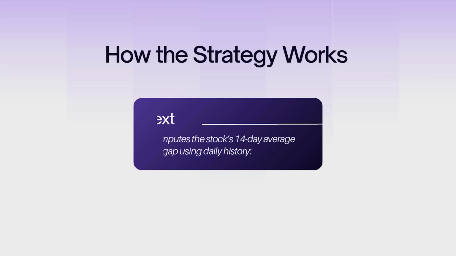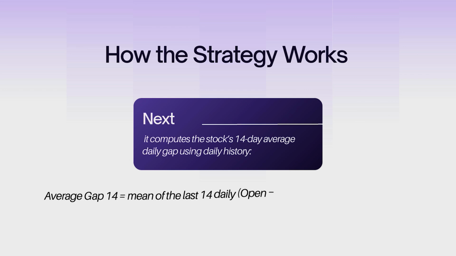Next, it computes the stock's 14-day average daily gap using daily history. The 14-day average gap is calculated by taking the average of each day's opening move relative to the prior day's close over the last 14 sessions. This matters because different stocks have different normal gap behavior.